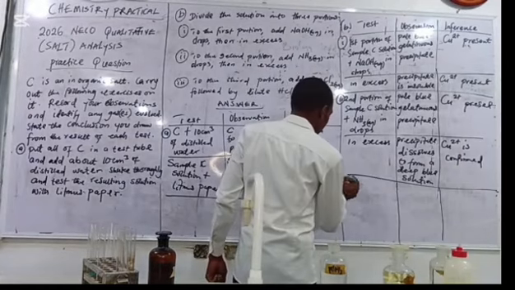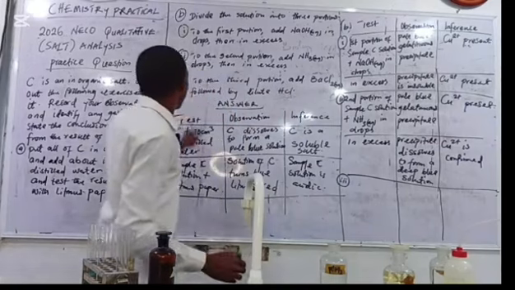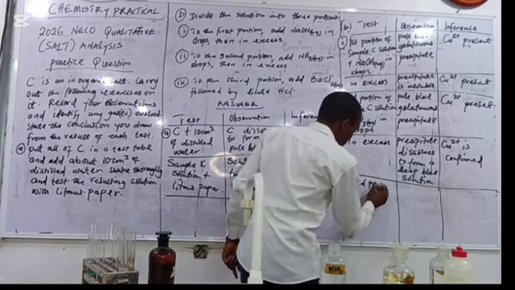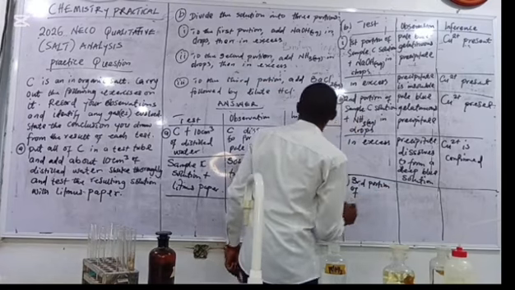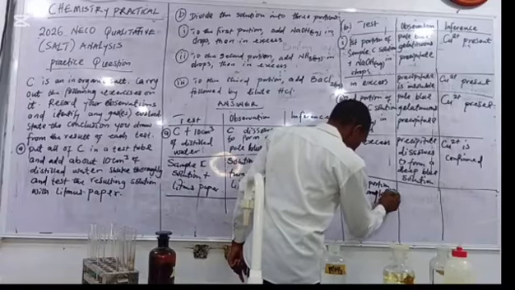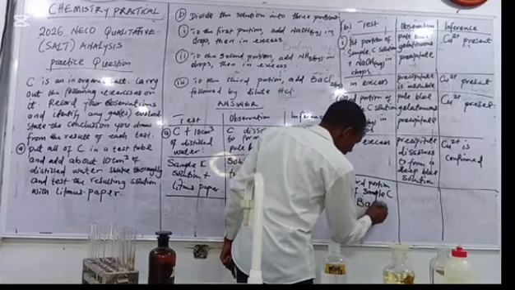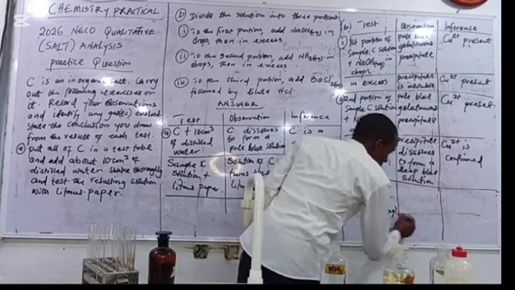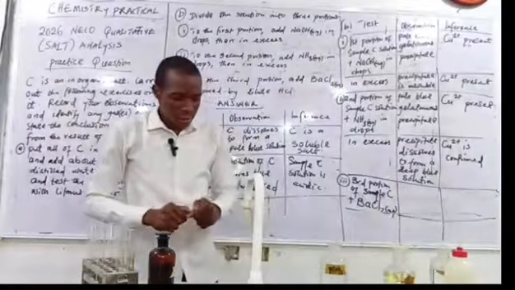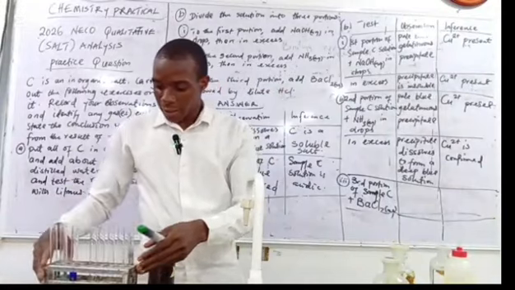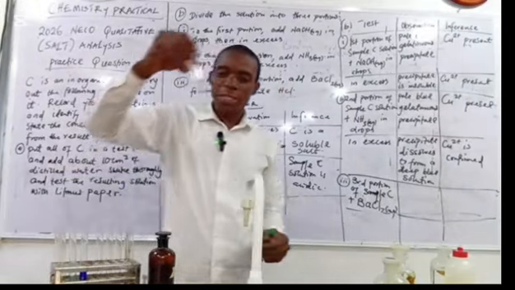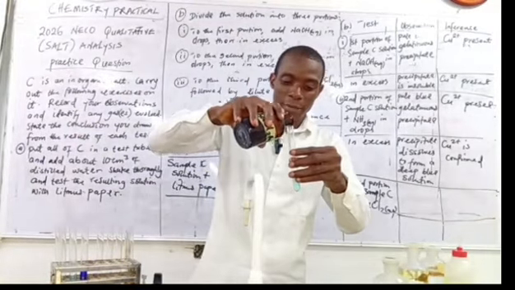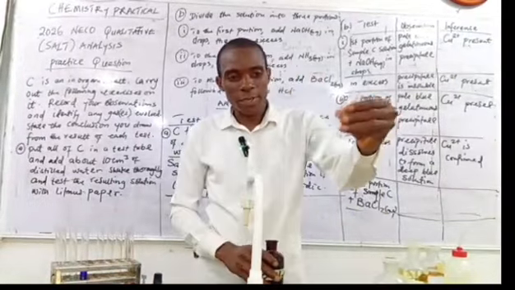Okay, third test under option B, we should add to the third portion of sample C, plus BaCl2 aqueous. So let's do that and see what it will give us. We used the first and second portions, this is the third portion. This is BaCl2. Just add any amount, and it changed to a white precipitate.